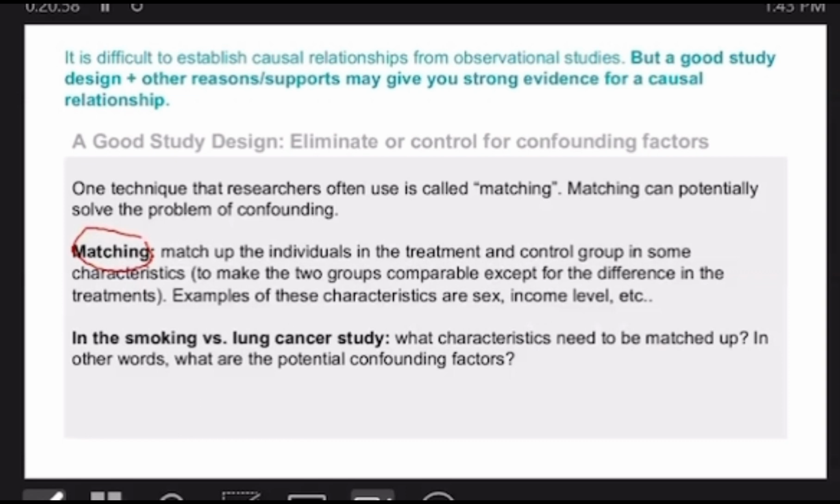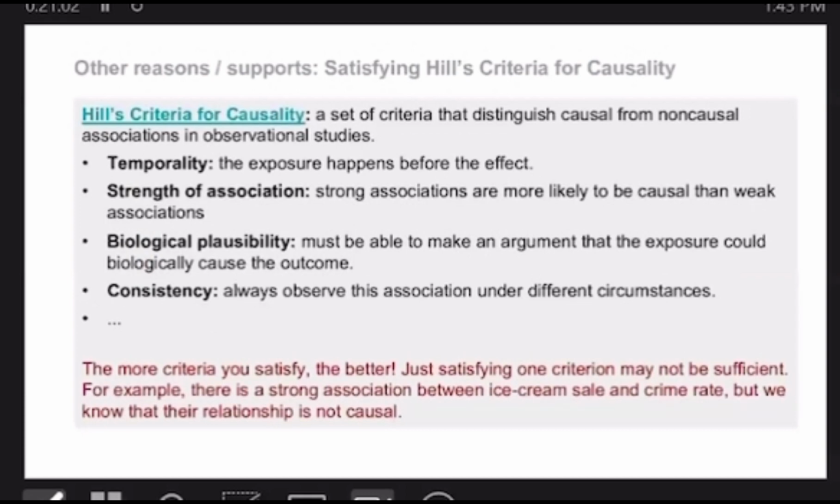But let me tell you this. In 1965, there was an article published by Sir Austin Bradford Hill called The Environment and Disease: Association or Causation? This is an article published in 1965 in the field of epidemiology.